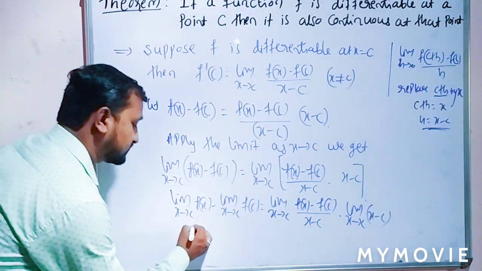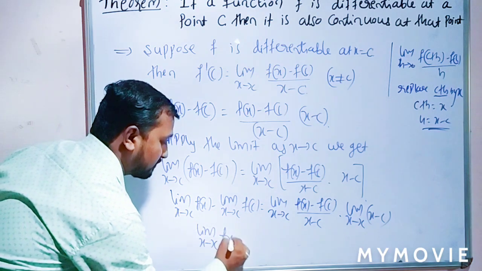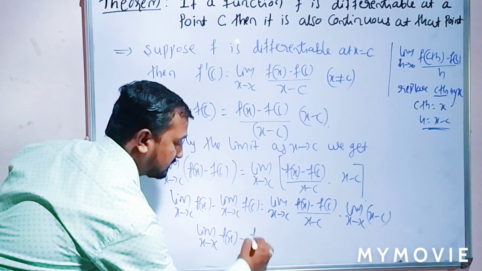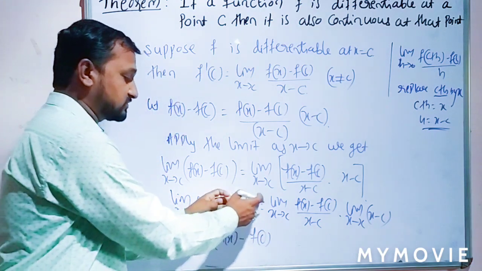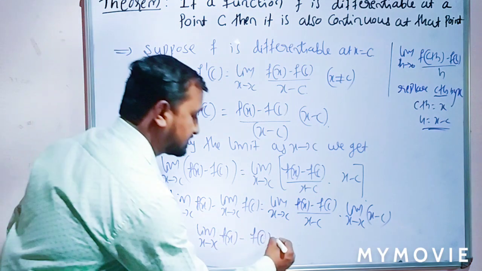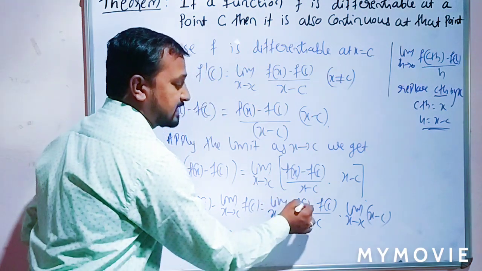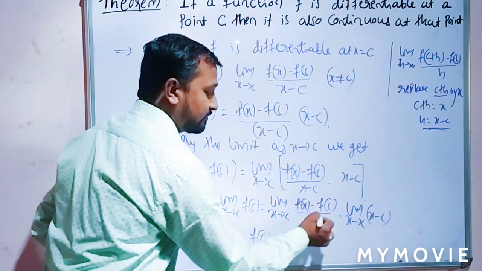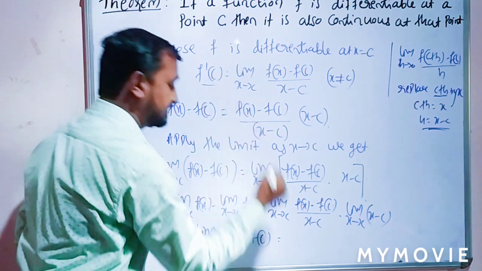Here, limit of x tends to c, f of x stays as it is, minus f of c only, because we apply the limit as x tends to c. So that is equal to the limit of x tends to c, f of x minus f of c divided by x minus c, which is the derivative function. What is the derivative? f dash of c.